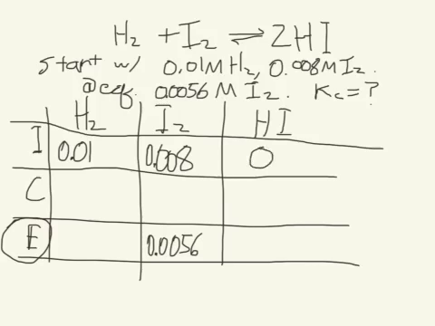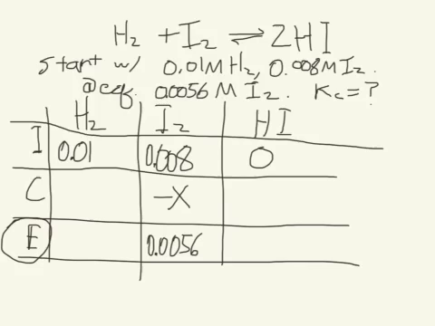Now let's look at the change. So specifically the change of iodine, because we know what it starts with, 0.008, we know that it ends at 0.0056. So we know that the difference is 0.008 minus 0.0056, and that would actually be a negative value because we're losing iodine. But even though we could put a number there, let's just put x, because we can compare the change of the hydrogen and the HI to the change of the I2.